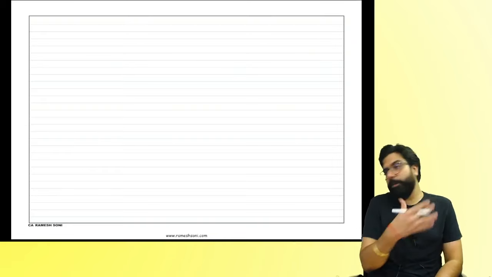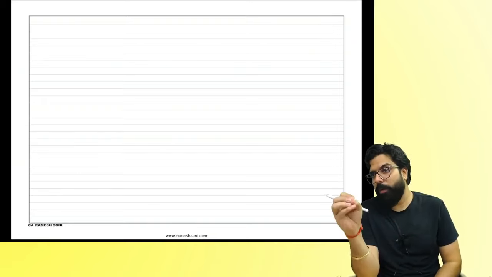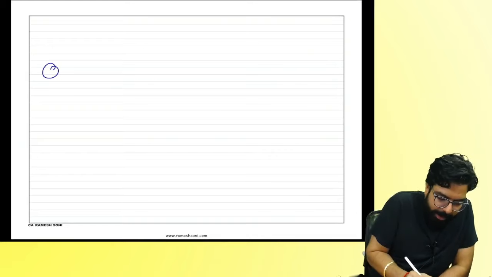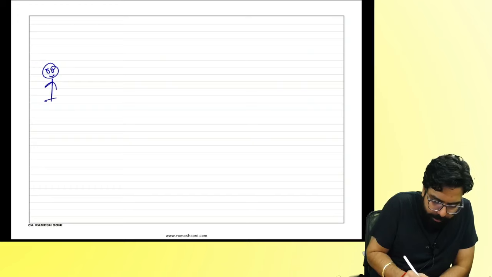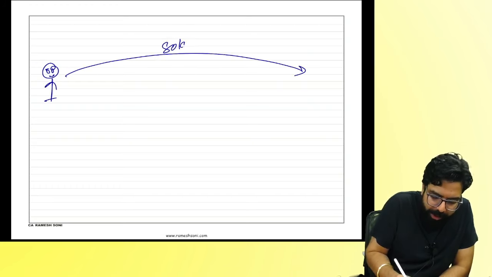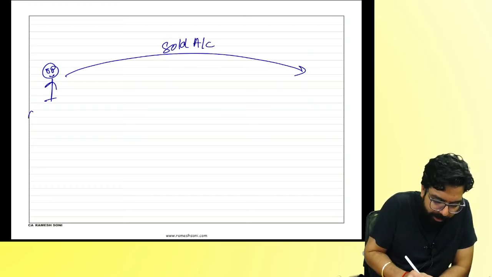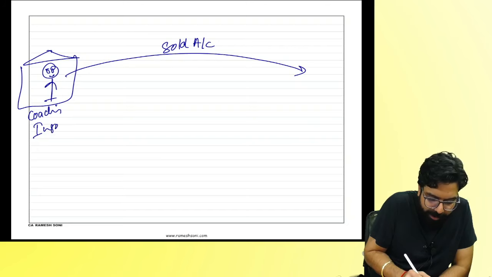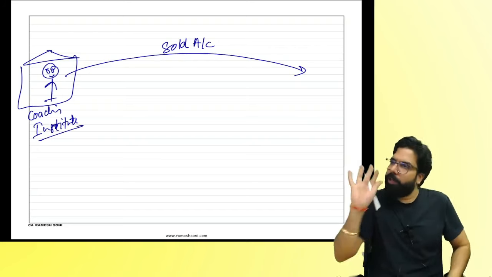This AC is making too much noise. Okay? One fine day I thought I will sell the AC. I sold the AC. Baba, I am a coaching institute, okay? No, I am Ramesh Soni, but my coaching institute sold the AC, okay? Which belongs to me. We sold the AC.